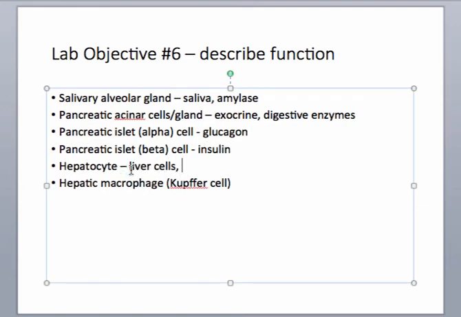Hepatocytes are the liver cells. They're going to do the nutrient interconversion as well as produce bile. And then finally, the hepatic macrophages, the Kupffer cells, act as phagocytes in the sinusoids.